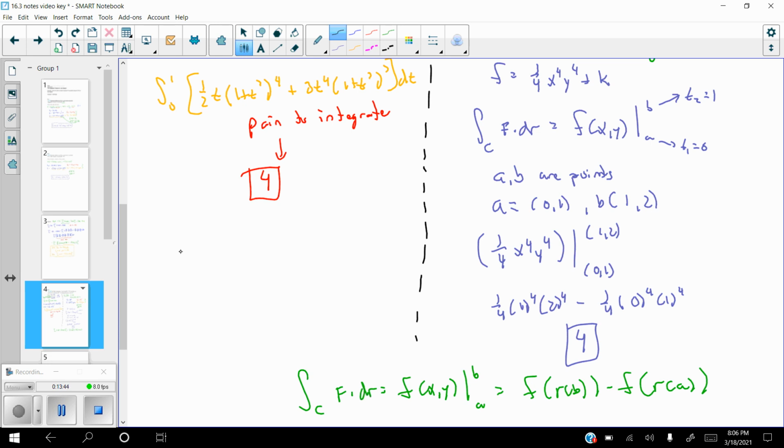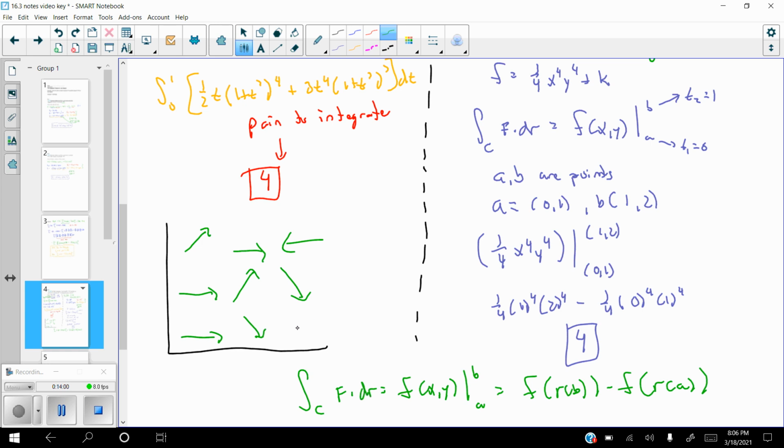So let me just sketch here some kind of a vector field. You know, it's got vectors doing all kinds of crazy stuff. Whatever these vectors are doing, I don't know. Something like that, who knows exactly what the vector field is. What this said was that we started off at, what point did we start off? The point 0, 1, which is about right here. And we finished off at the point 1, 2, which maybe is right about here or so.